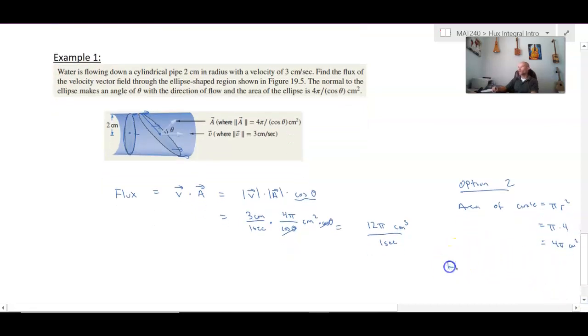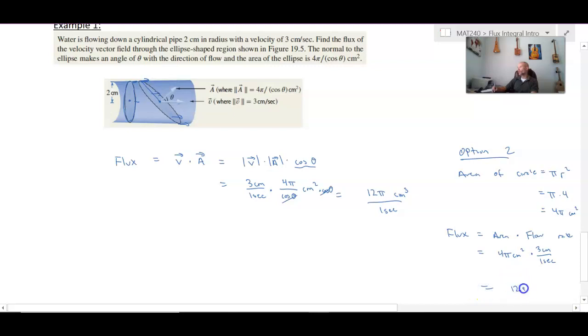And then if I want to find the flux, we've already defined that as the area times the flow rate. Since the area is 4 pi centimeters squared and the flow is 3 centimeters per 1 second, that's going to give me 12 pi cubic centimeters per 1 second. So what we've done in this option 2 is we've essentially untilted this ellipse, which in its untilted form would be a circle since it has to fit inside of the cylinder. And then once I knew the cross-sectional area through which water is flowing perpendicularly, then all I needed to do is multiply that by the flow rate.